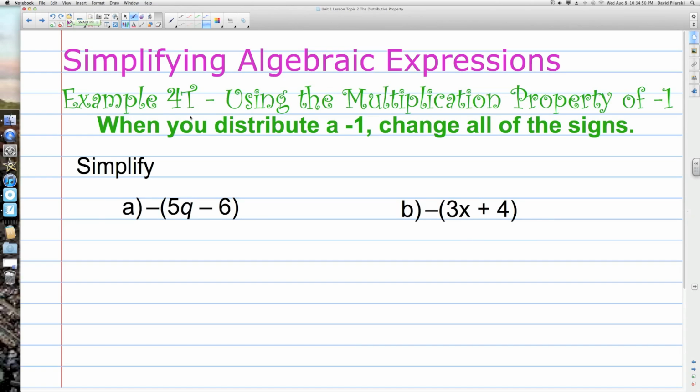In example 4t, we're going to take a look at using the multiplication property of -1. The simple way to remember this is going to be right here.